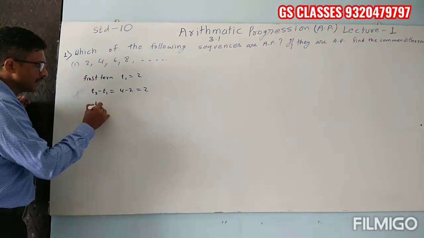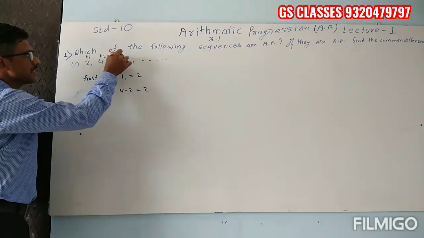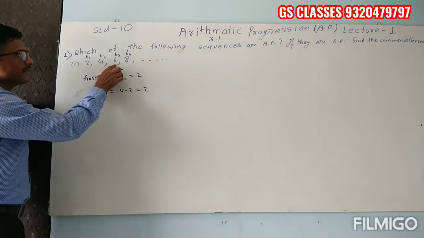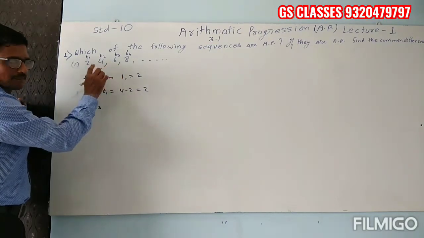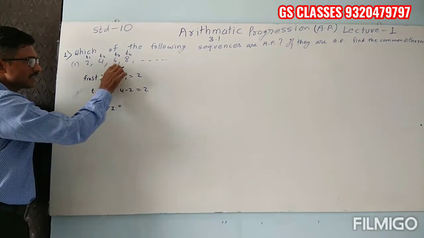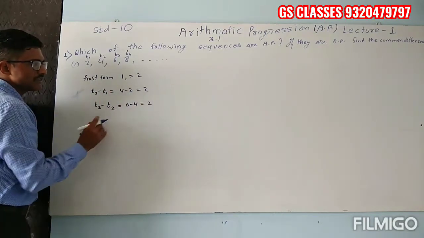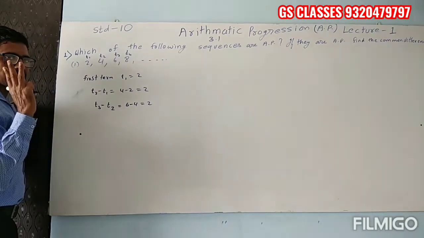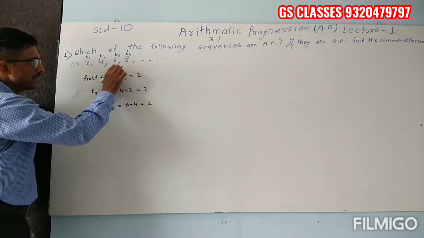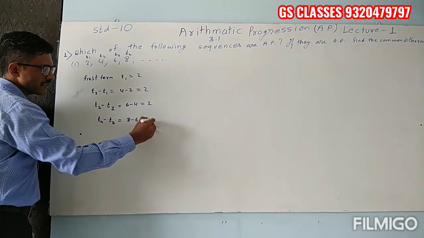Again, see children, this is T1, this is T2, this is T3, T4, these are the terms. I am taking any term minus the previous term. T3 minus T2. What is T3? It is 6. What is T2? It is 4. So the difference is 2. So at least 3 times you have to work. T4 minus T3, 8 minus 6, which is 2.